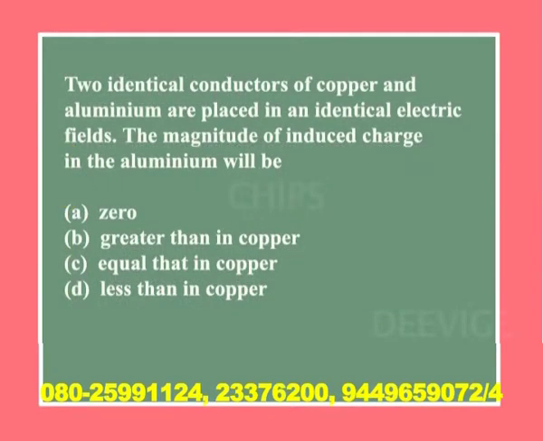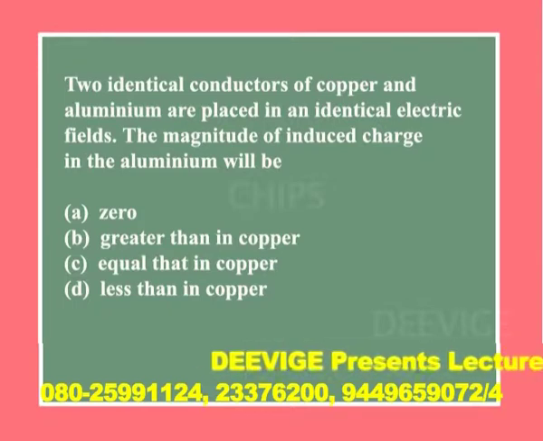Take up question number 9 on page number 569, book number 4. Two identical conductors of copper and aluminium are placed in identical electric fields. The magnitude of induced charge in the aluminium will be: option A, 0; option B, greater than in copper; option C, equal to that in copper; option D, less than in copper.